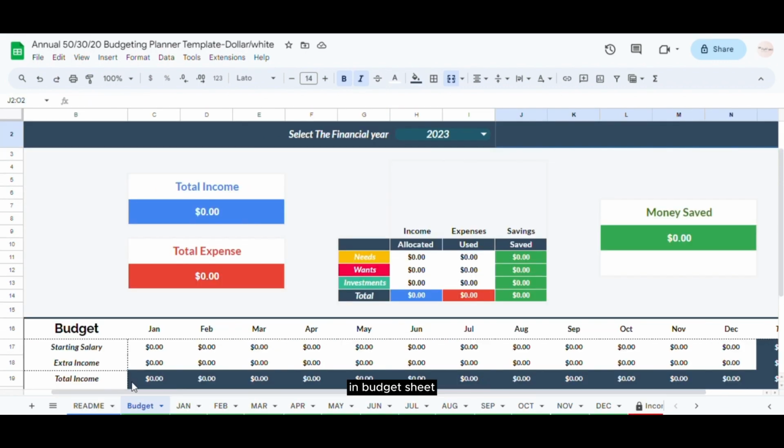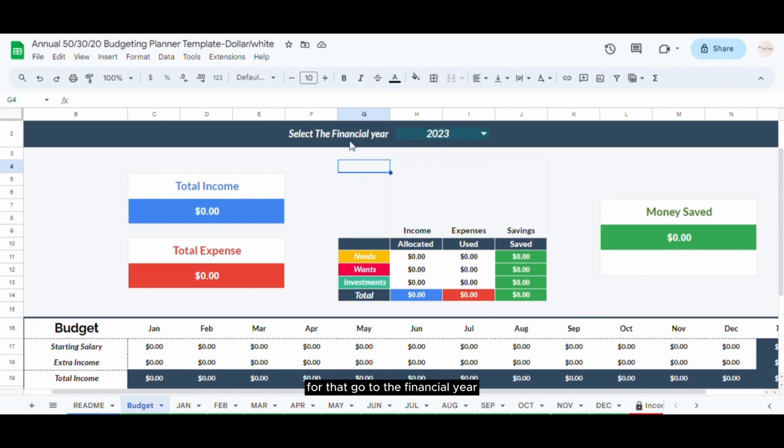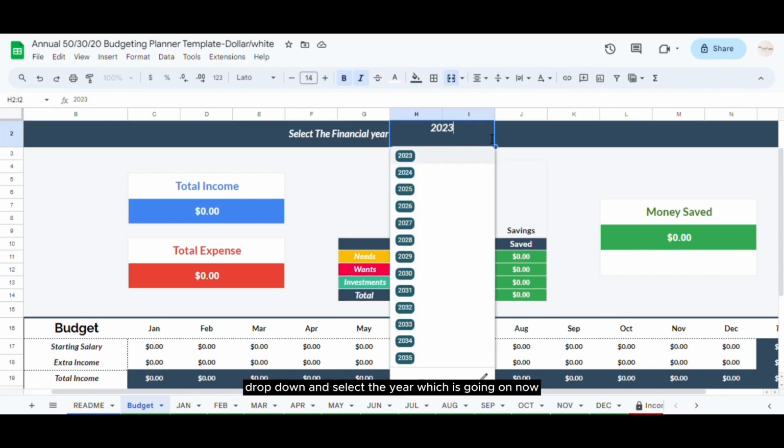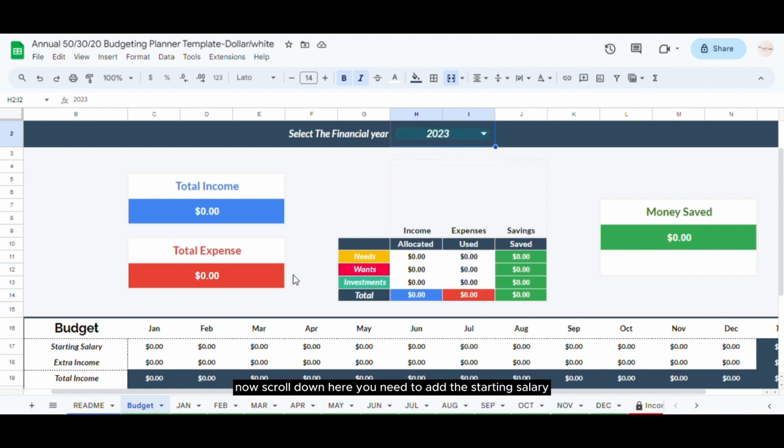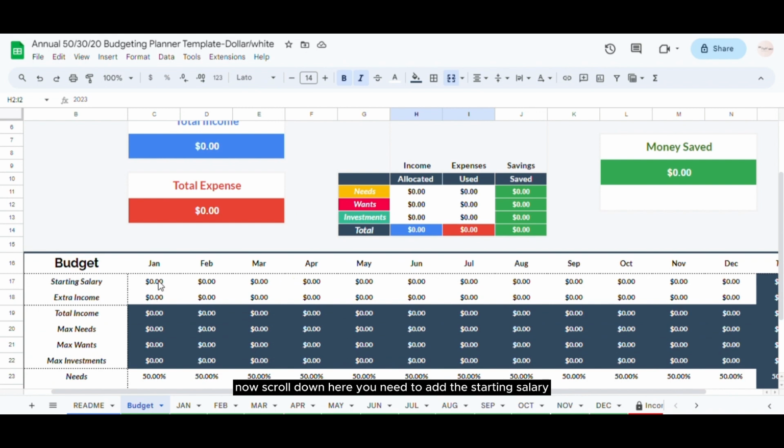In the budget sheet, you need to select the financial year first. For that, go to the financial year drop down and select the year which is going on. Now I will select 2023. Now scroll down. Here you need to add the starting salary for the respective month. Here I will add 50,000.